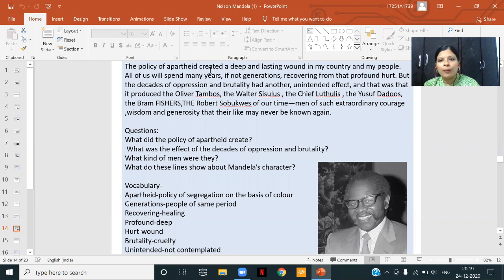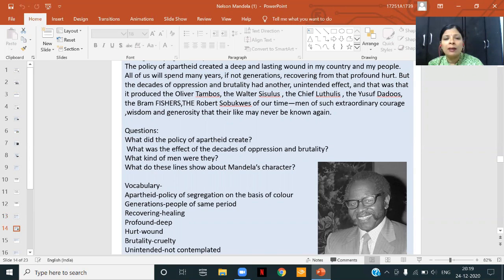The policy of apartheid created a deep and lasting wound in my country and my people. All of us will spend many years, if not generations, recovering from that profound hurt. So, this racial government created a lasting wound. It injured the hearts of the people, children. And Nelson Mandela says it would take generations for them to recover from this profound hurt.